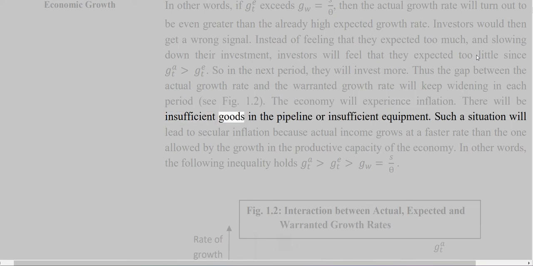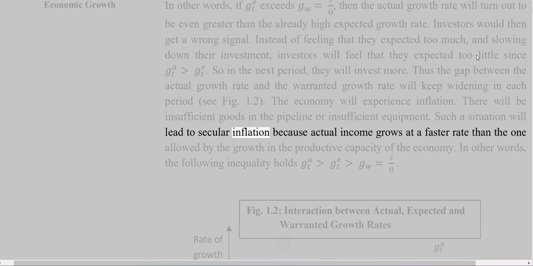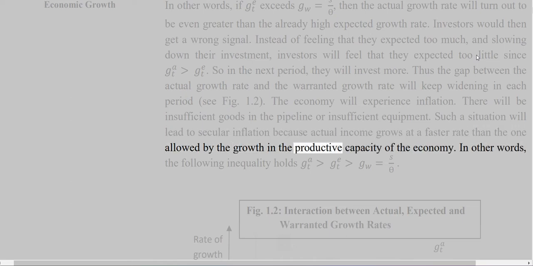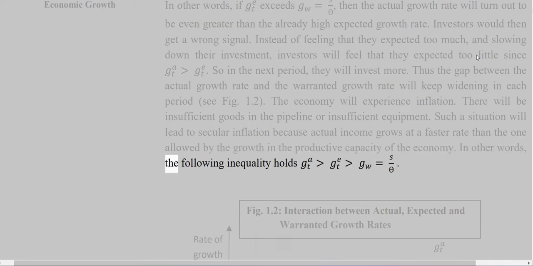There will be insufficient goods in the pipeline or insufficient equipment. Such a situation will lead to secular inflation because actual income grows at a faster rate than the one allowed by the growth in the productive capacity of the economy. In other words, the following inequality holds.